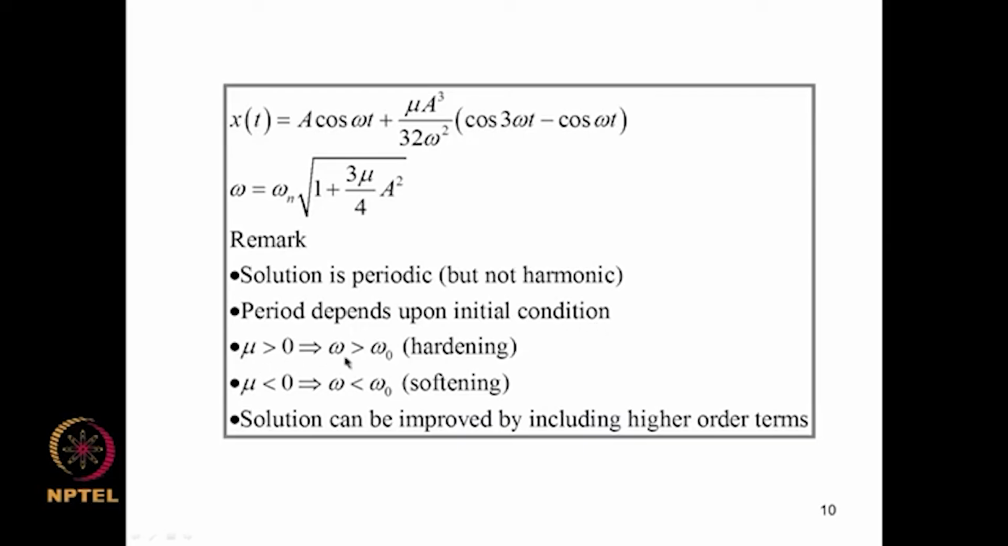If mu is greater than 0, omega will be greater than omega naught, we call that hardening behavior, and if mu is less than 0 we call softening behavior. Now, we can of course include higher order terms and do this. The objective of this discussion is not to illustrate the solution method, but to highlight the qualitative feature of the response.